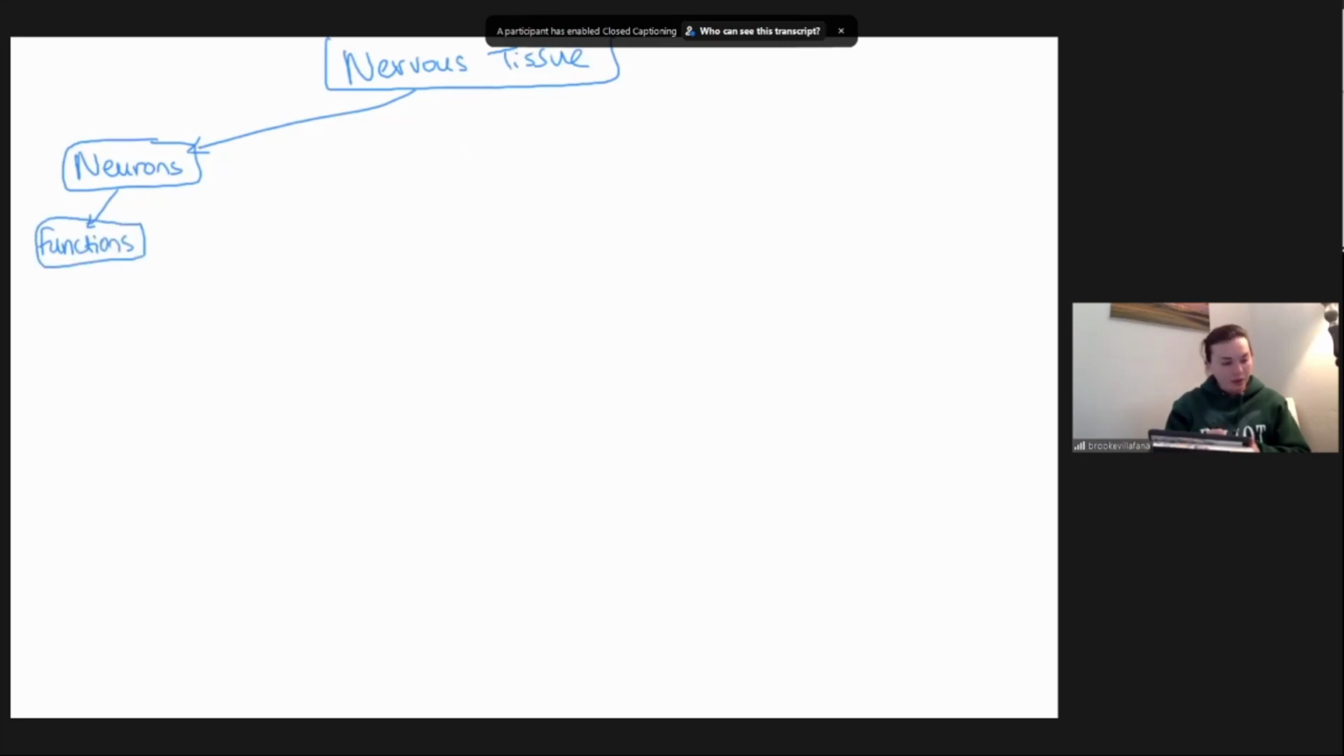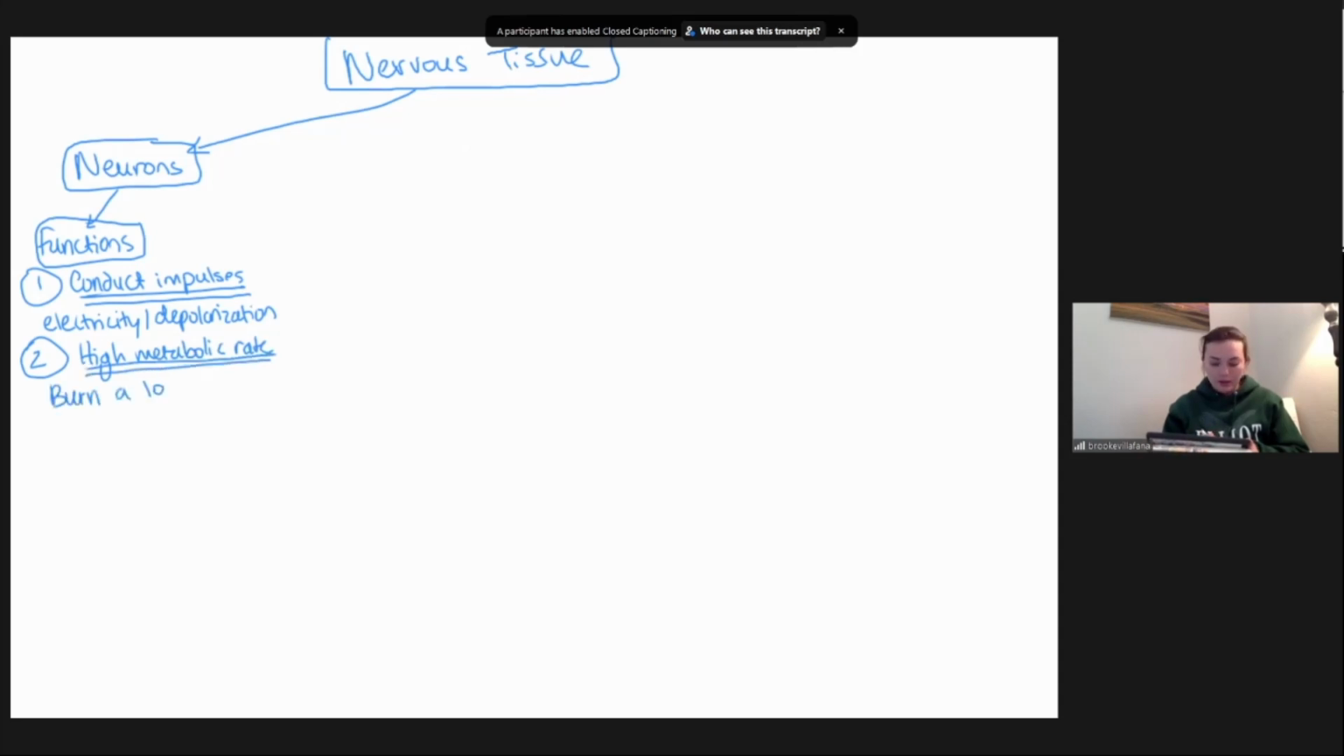of the neuron. So our first function is to conduct impulses. The neuron conducts impulses. This is like electricity. And in a neuron, they specifically use the terminology depolarization. It's specific to neurons, but that's the same as electricity. Neurons have a high metabolic rate. This means they burn a lot of energy. Okay, so they burn a lot of ATP. They're constantly burning energy.